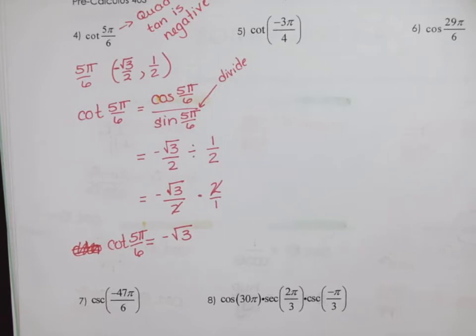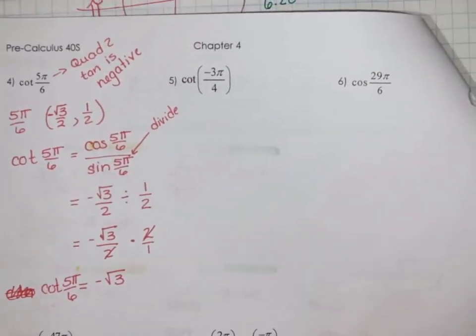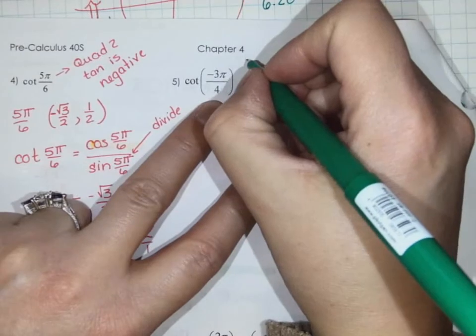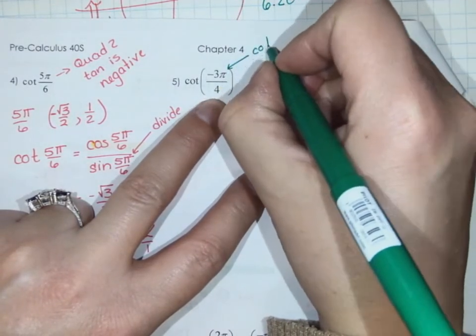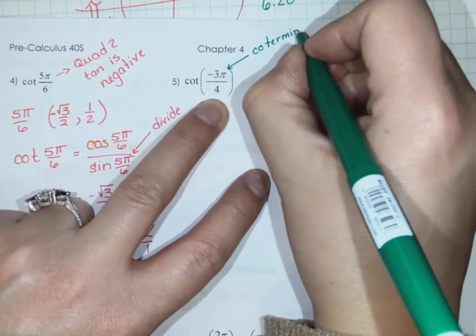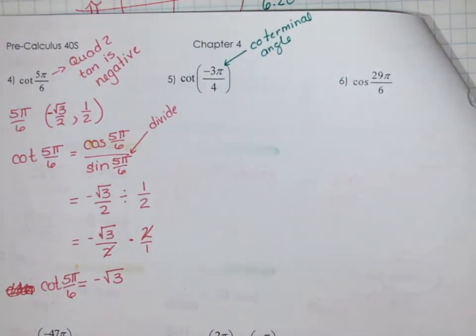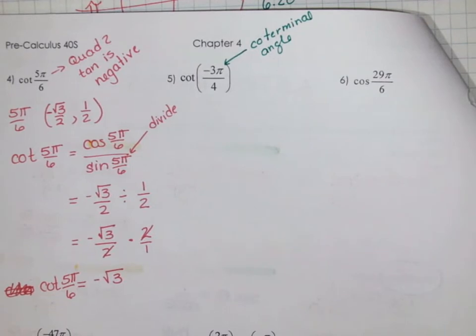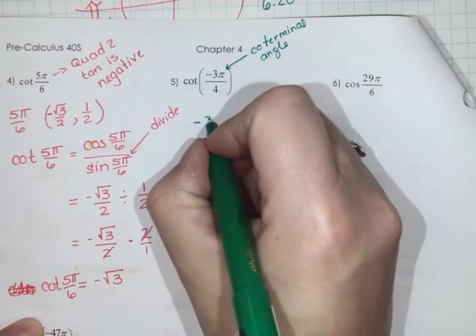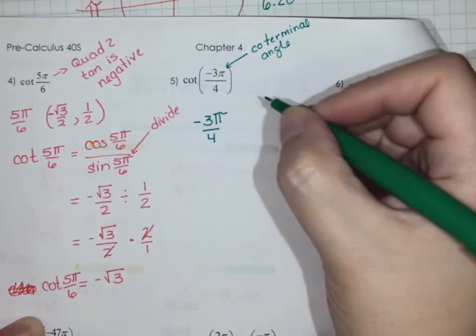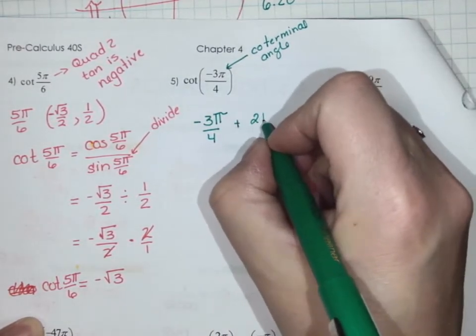Oh, the next one. What is this? Do you have to do coterminal angles? I would do a coterminal angle right off the hop. Yes, you do. So here, the first thing I'm going to do is a coterminal. So how do I do a coterminal angle? Add 2 pi. A full rotation, yeah. So we're going to add 2 pi.